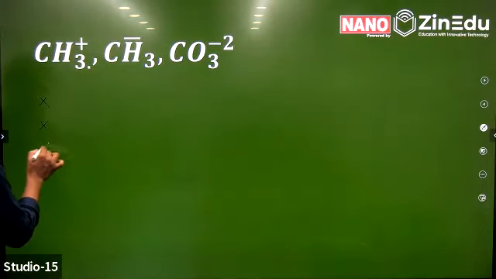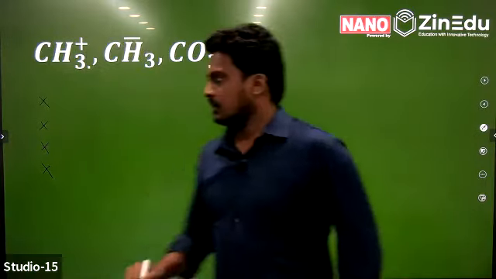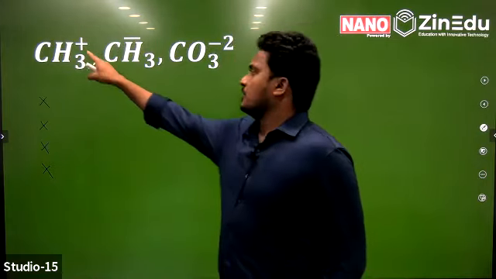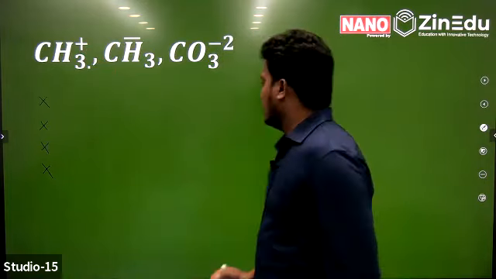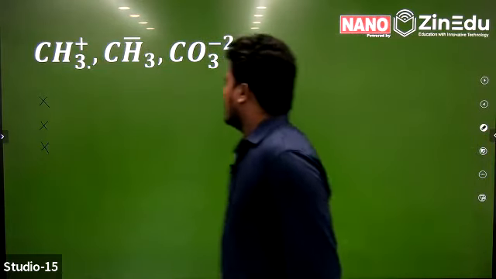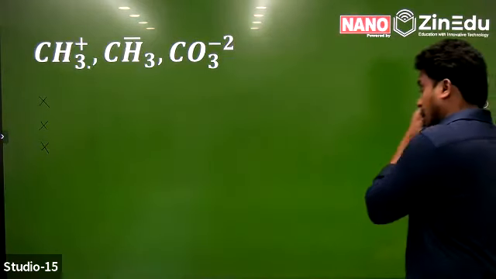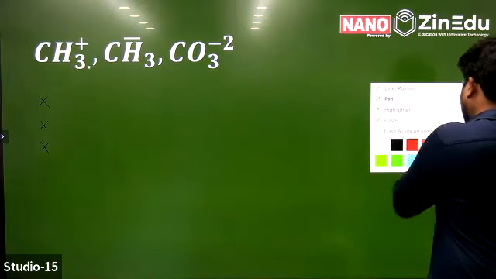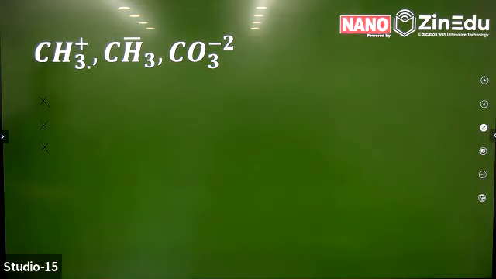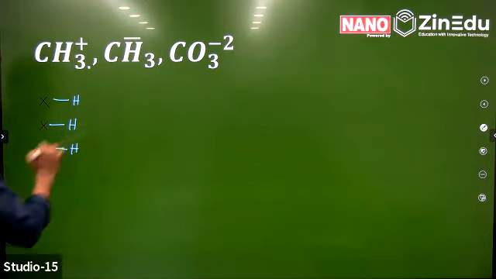But in CH3 plus, positive charge indicates deficiency of electrons. How many positive charges are there? Only one. That is why I am removing one electron. In CH3 plus, carbon has only 3 electrons. Now how many hydrogens are there? 3 hydrogens.